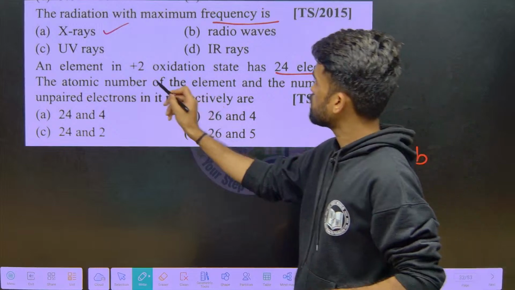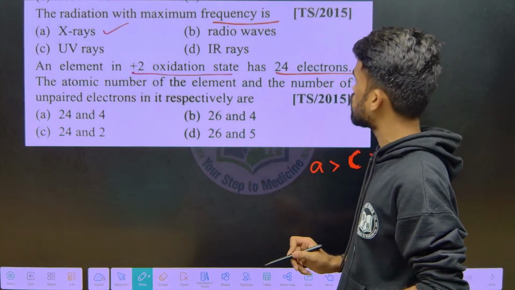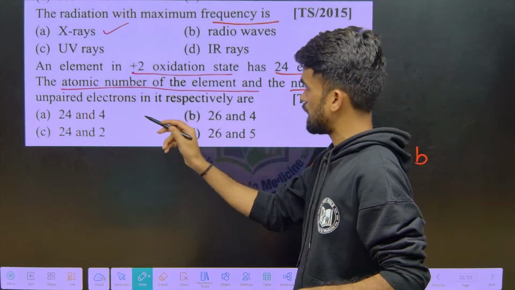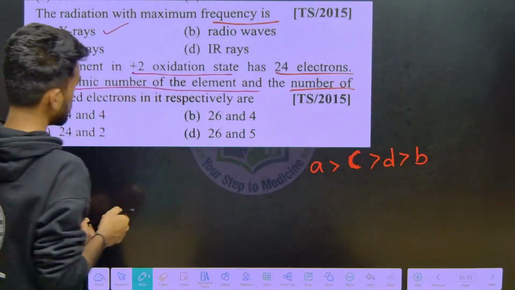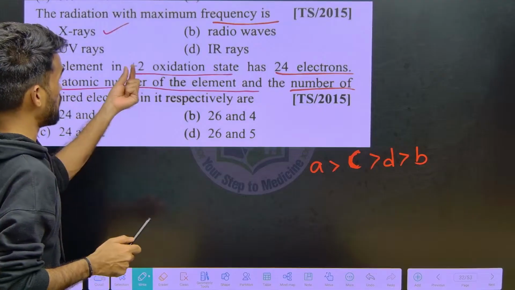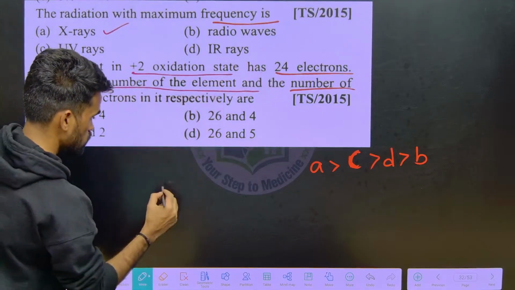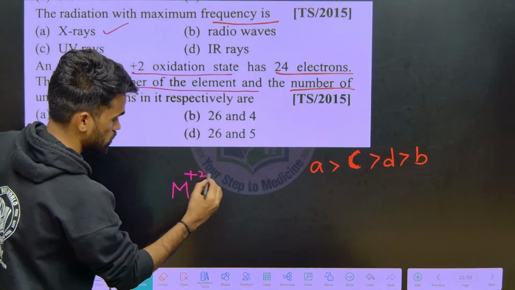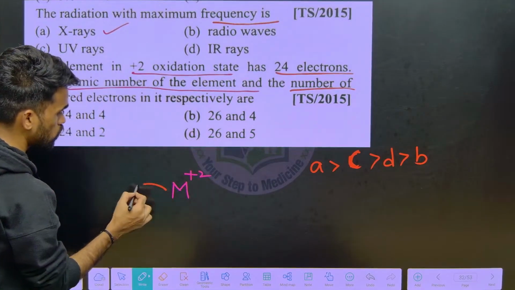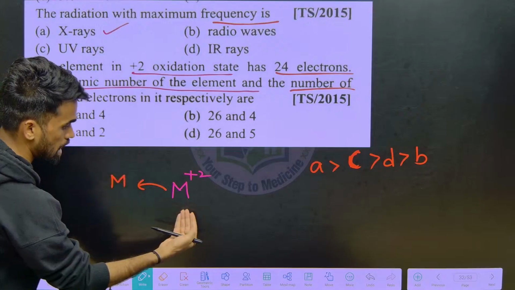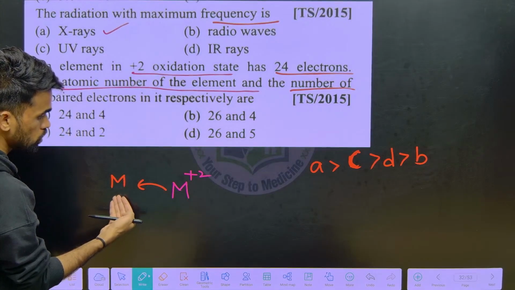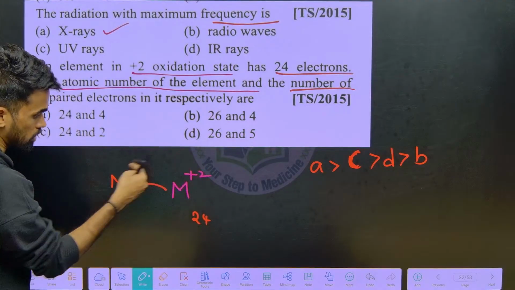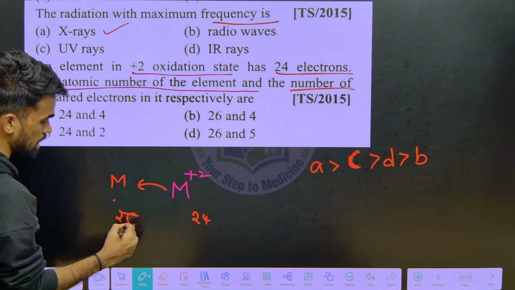So an element in +2 oxidation state has 24 electrons. The atomic number of the element and the number of unpaired electrons in it. +2 means 24. So I have an element, let us say M, having +2 charge. So if I go to its respective M, this is the ion, this is the atom. Here it has 24 electrons. Now I add these 2 electrons back to it, it becomes 26 electrons.